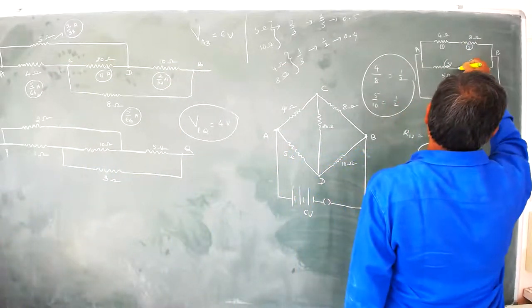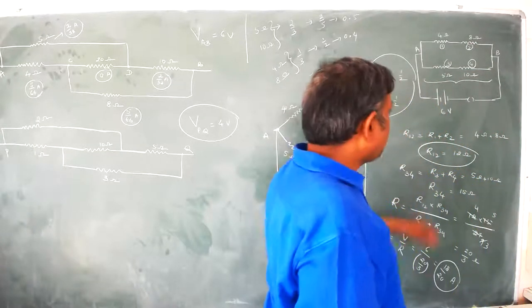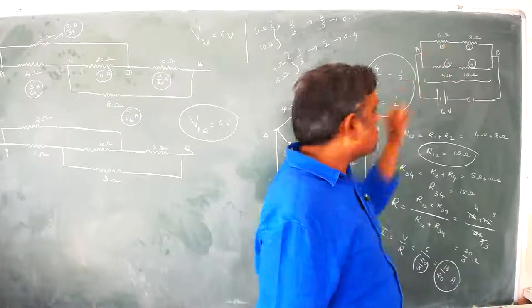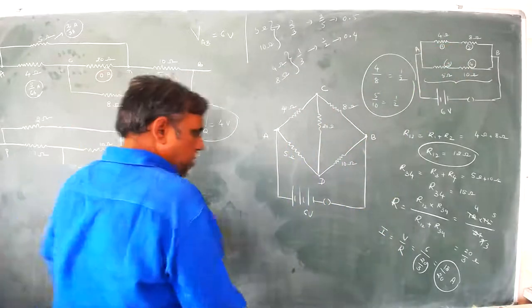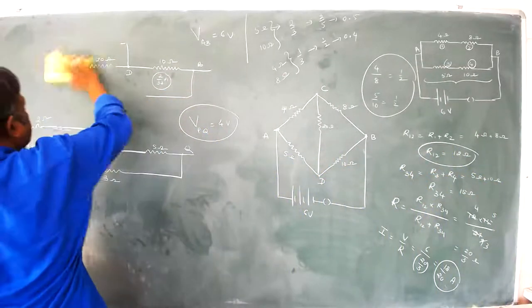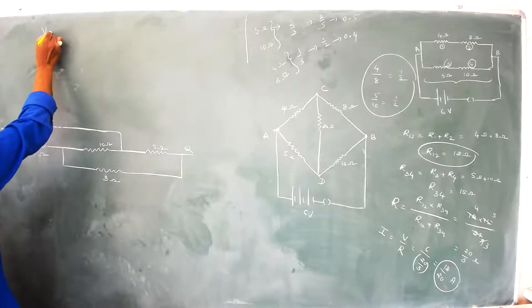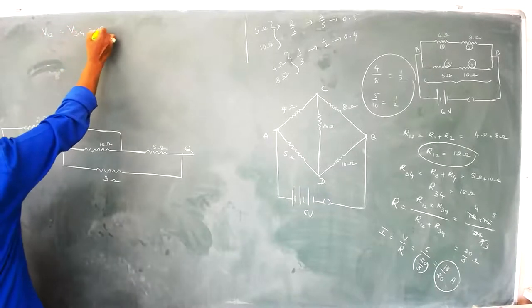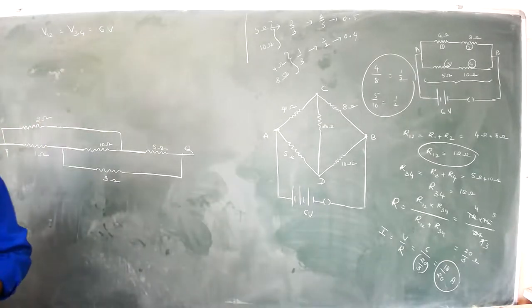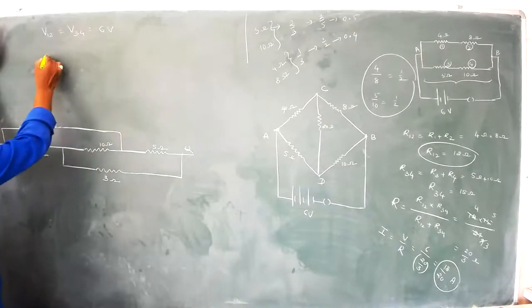Now look at this. Since these two things are in parallel formation, the same potential will be there. Whatever potential is offered by the battery, the same potential is across this and across that. So V12 is equal to V34, which is 6 volt. Okay, guys? Yes or no? Understood?